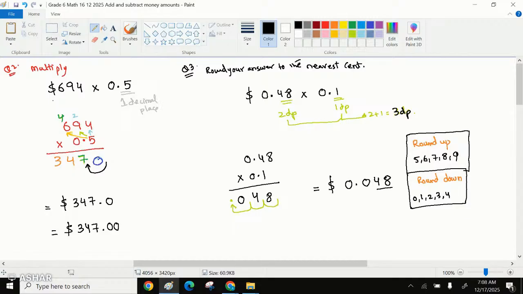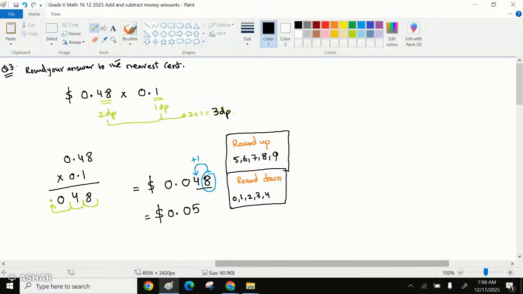Okay, so what we are looking at over here is this value of 8. 8 means it's round up. It would carry 1 to the value that is before it. That means our answer comes out to be dollars 0.05, as the 4 becomes a 5. Okay, so we also need to remember how to round off decimal numbers. Okay, do we agree on this? Are there any questions? Okay, good. Let's move on to the next question.